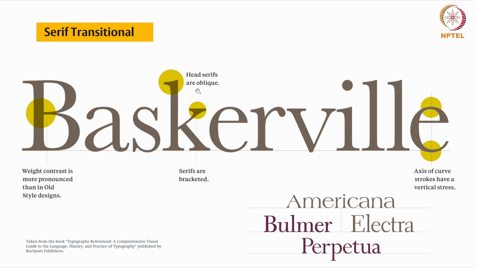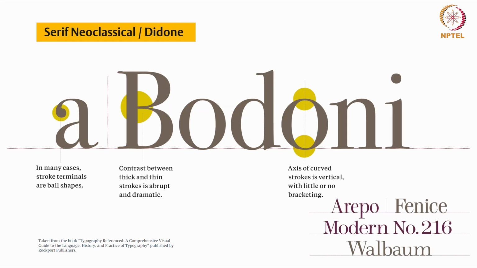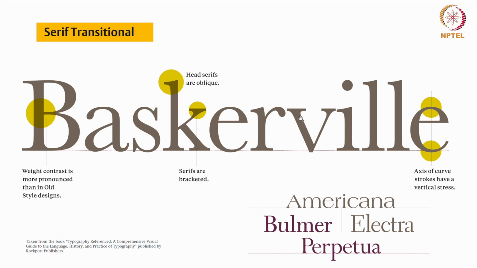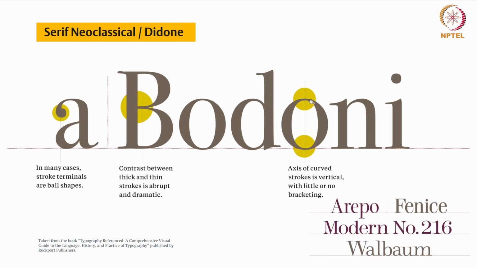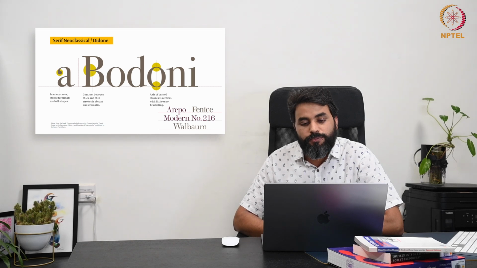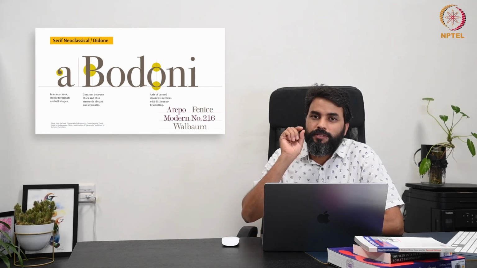Let us move ahead. Neoclassical serifs are known for their high contrast between thick and thin strokes, with thin straight serifs and a strong vertical stress. If you look at the letter O, the stress is still vertical, similar to the earlier transitional serif, but the contrast has become very high and the stress has become very prominent. These fonts are often used for a sleek, sophisticated look, but can be challenging to read at small sizes because the thin strokes might vanish.